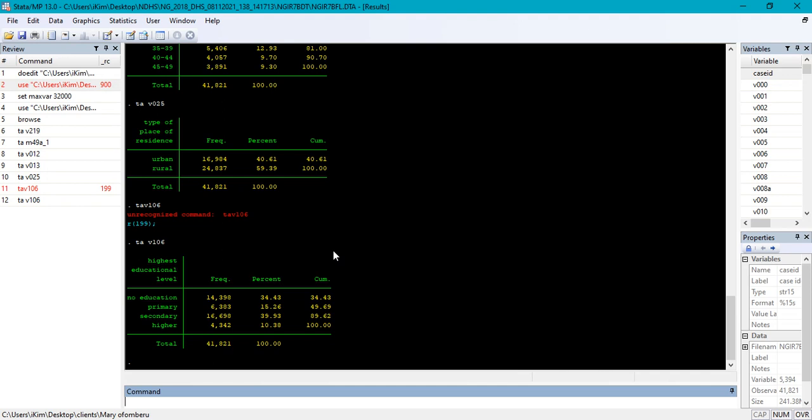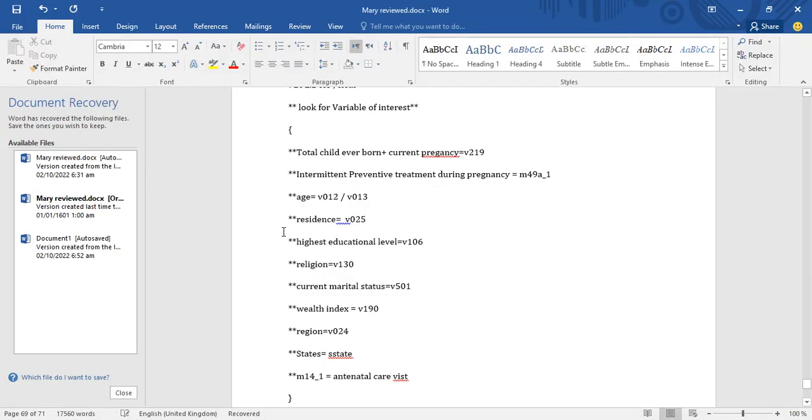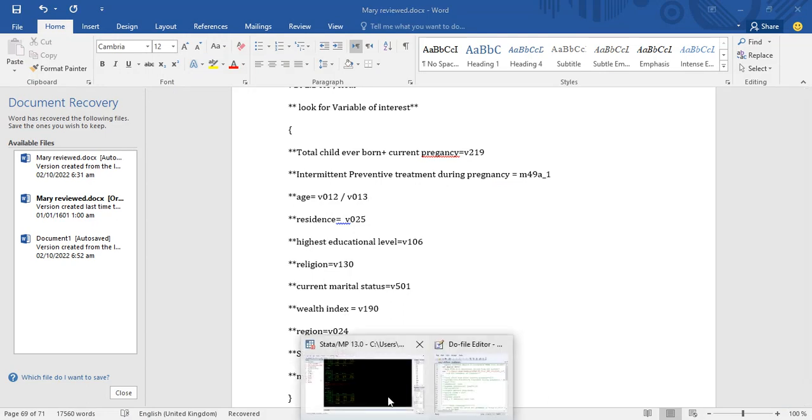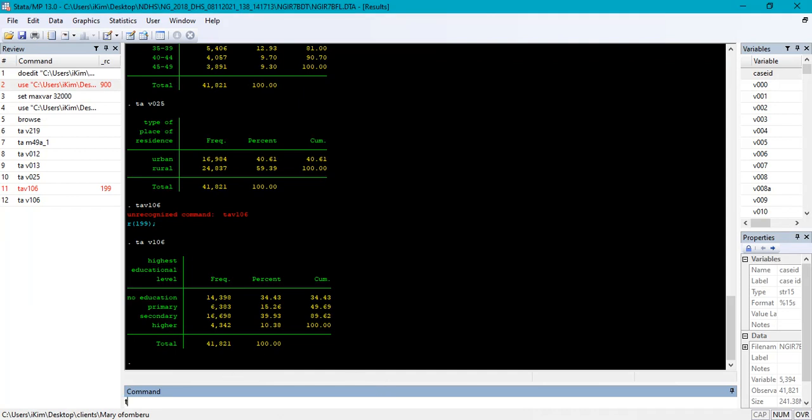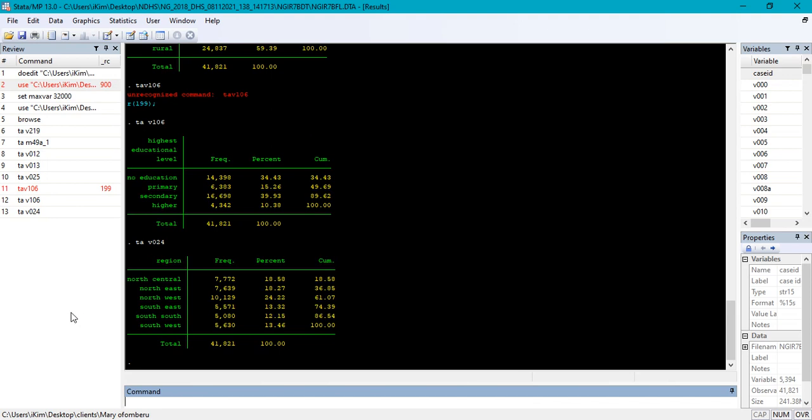So you can use this same method to check through all your variables. I've listed the variables here. You can go on, check it, just star the variable, for example V012. Okay, before I go, let me check on regions. V024 is region, so star V024. You can see the north central, northeast, northwest, southeast, southwest, and south.